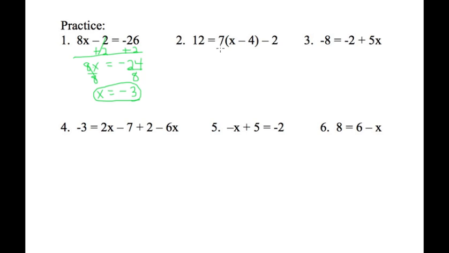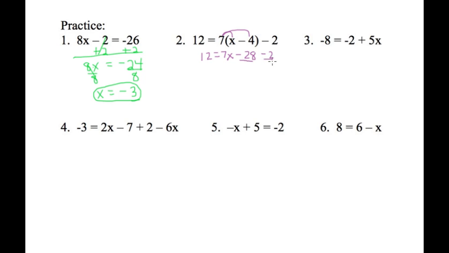Number 2. I check both sides to see if either expression can be simplified. This one can. I can distribute the 7, giving me 7x minus 28 minus 2. Equals, make sure to bring down the rest of the pieces of the problem. Each time the problem should look like you're starting over with a brand new problem. Then I can add like terms.